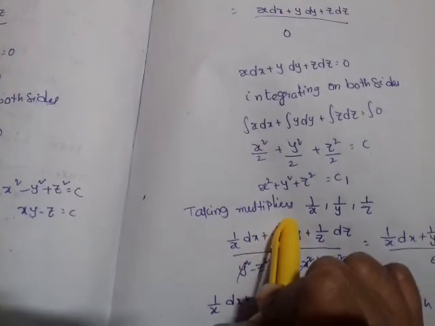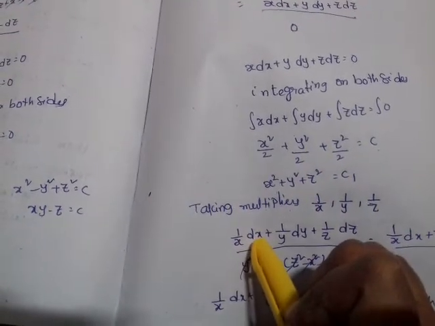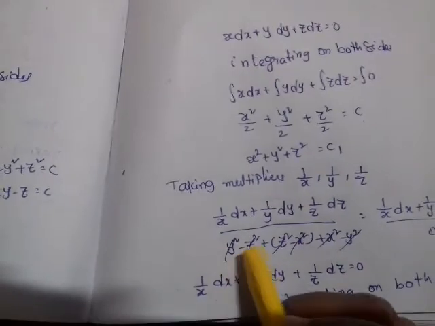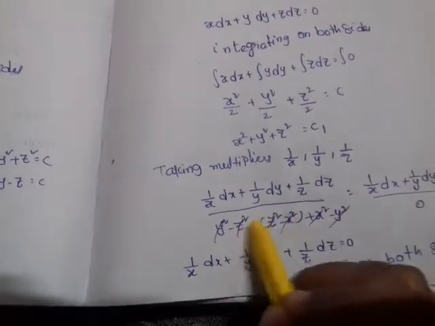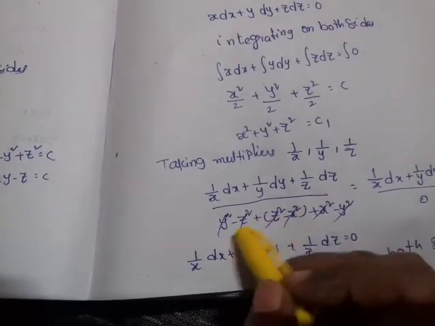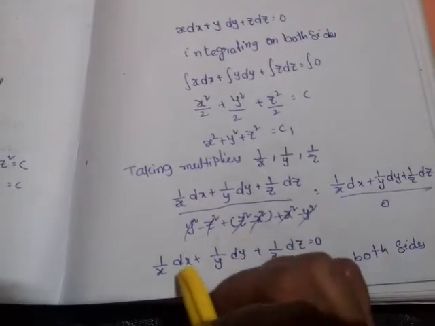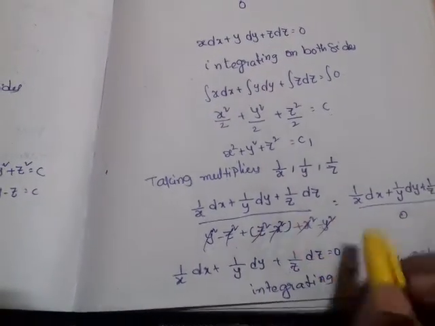Taking another set of multipliers, 1 by x, 1 by y, 1 by z. So multiplying dx with 1 by x and dy with 1 by y and dz with 1 by z. So in the equation, the denominator becomes y square minus z square plus z square minus x square plus x square minus y square. So x square gets cancelled, y square gets cancelled, z square gets cancelled. So the denominator is becoming 0. So 1 by x dx plus 1 by y dy plus 1 by z dz is equal to 0.